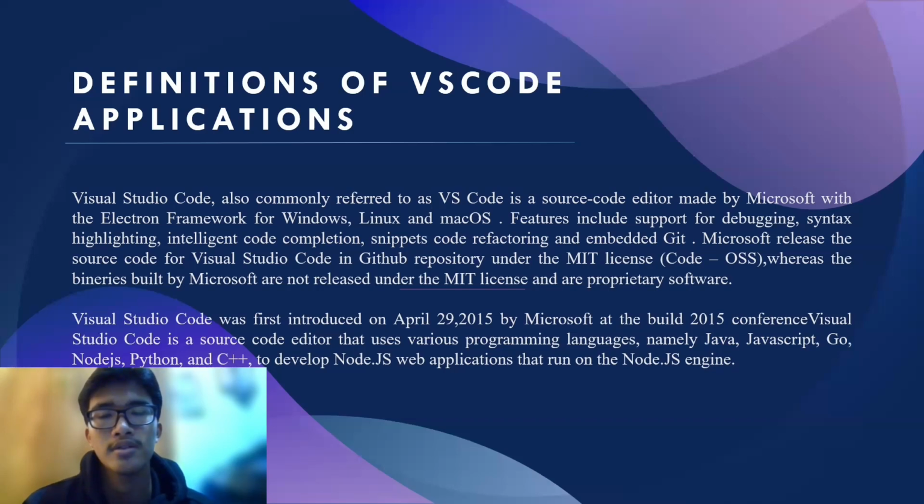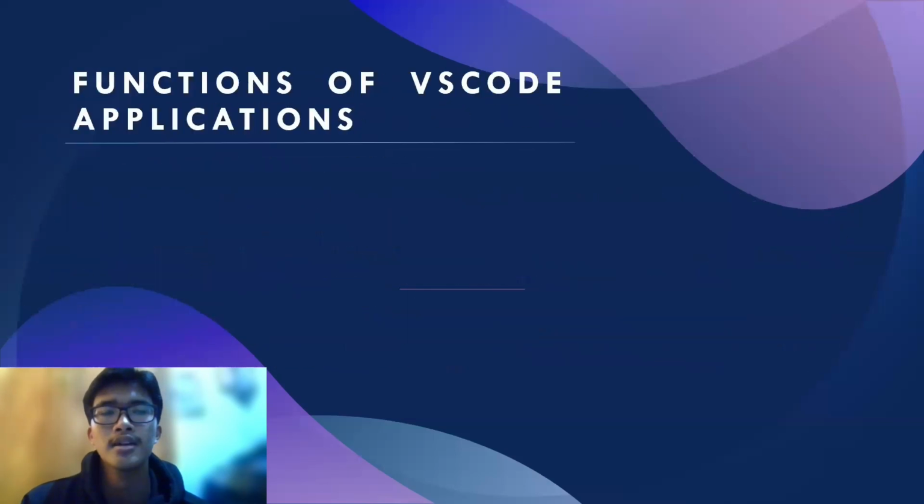2015 conference. Visual Studio Code is a source code editor that uses various programming languages, namely Java, JavaScript, Go, Node.js, Python, and C++ to develop Node.js web applications that run on the Node.js engine. Well, that's the definition of Visual Studio Code. Next, we will go to the function of Visual Studio Code.